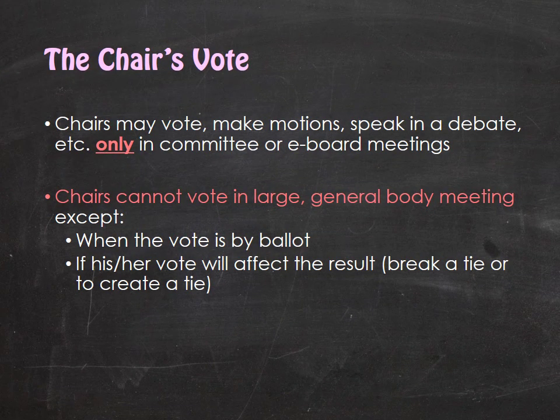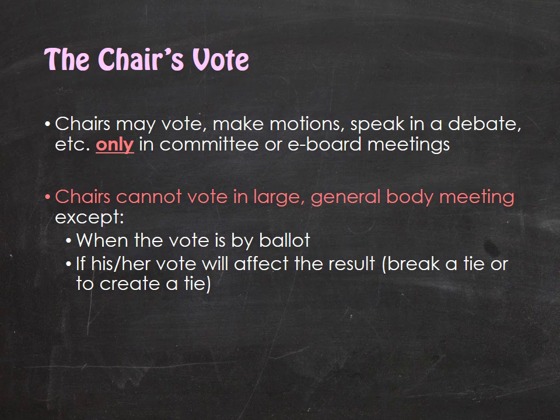The chair only gets to vote, make motions, and discuss during committee meetings and executive board meetings, except when the vote is done by ballot and no one will see the chair's vote. They can also vote if the chair's vote is going to make or break a tie on a highly contested issue. So let's say that the members vote for a paintball trip and it's 5-5. The chair would be the tiebreaker.